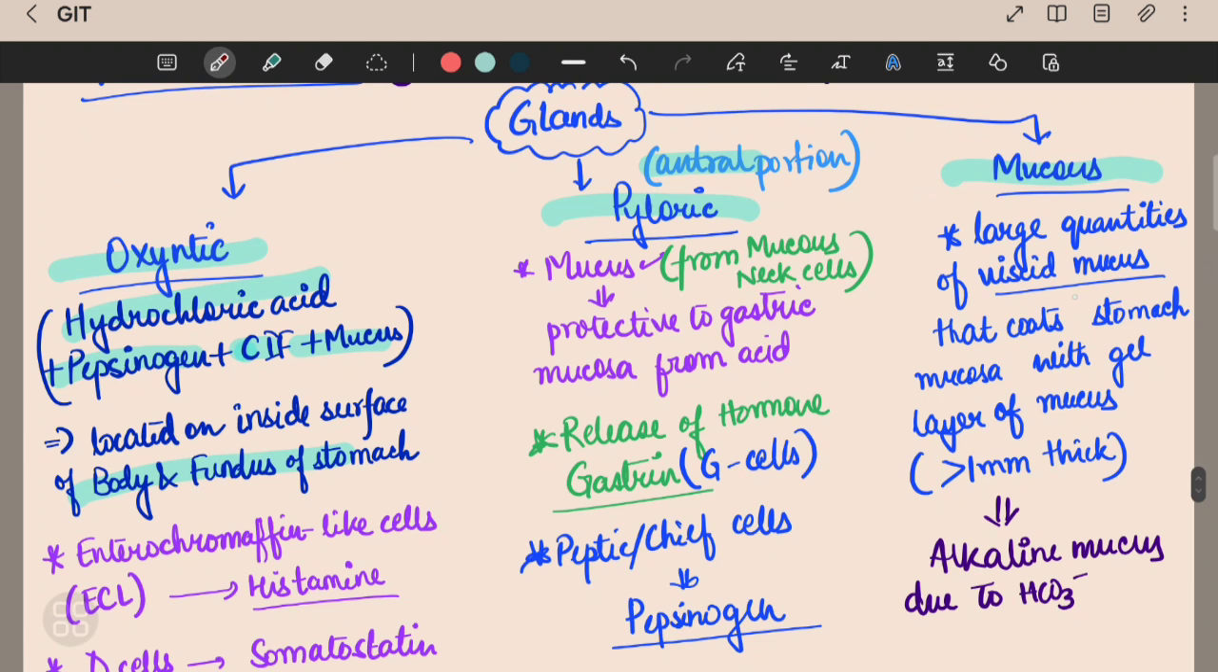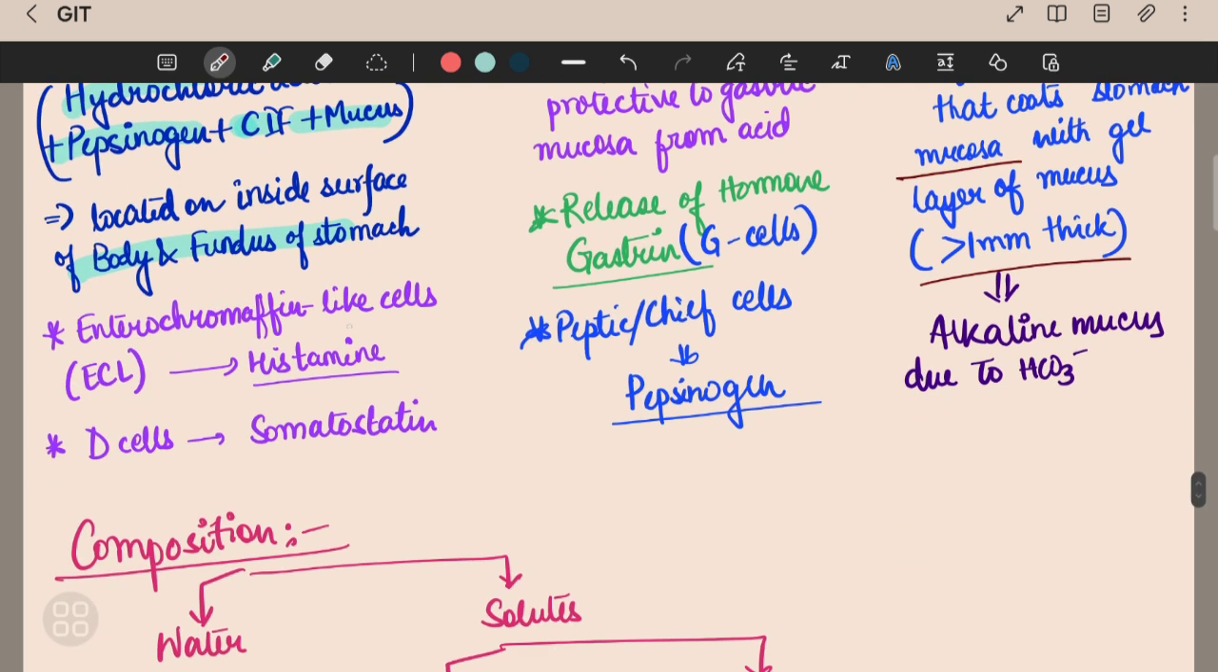Now talking about the mucous gland, what will it produce? The mucus, and this is very important because the stomach mucosa is constantly being affected by the acids produced from the oxyntic glands. So there is a thick layer of mucus, approximately greater than 1 millimeter, so that the stomach wall is not auto-digested by its own enzymes and hydrochloric acid.